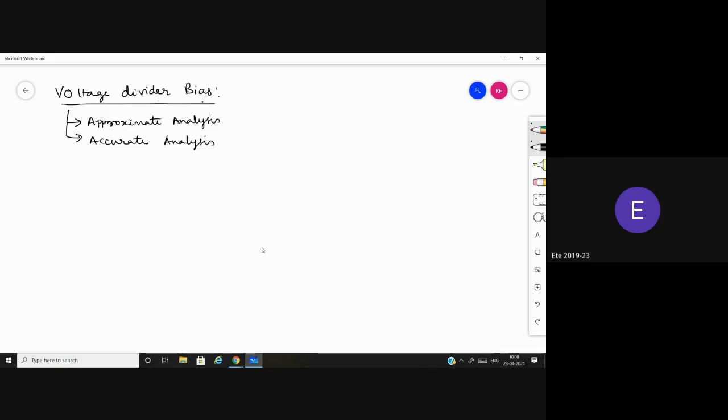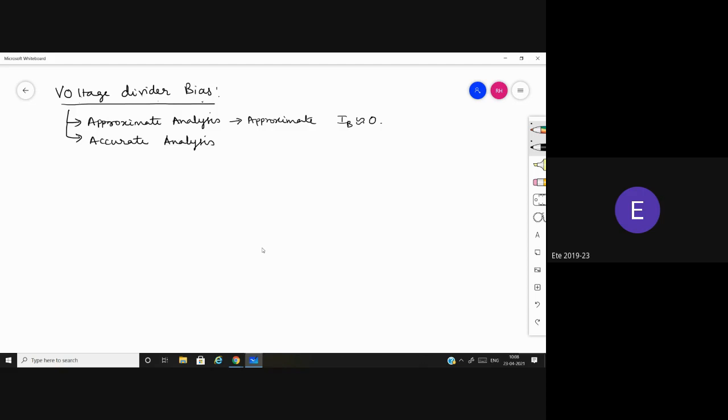So the main difference between this approximate analysis and accurate analysis is that in approximate analysis, we are going to approximate that the base current, whatever is entering the base terminal, is almost negligible. We are approximating the base current is zero. That is the approximation we are going to do, and that's why it is named approximate analysis.